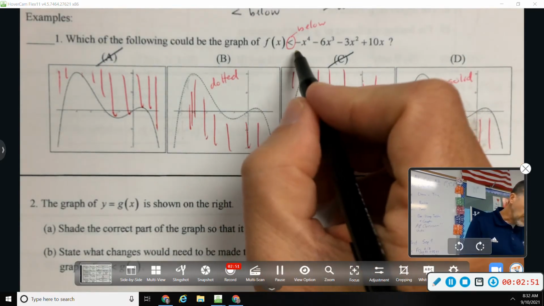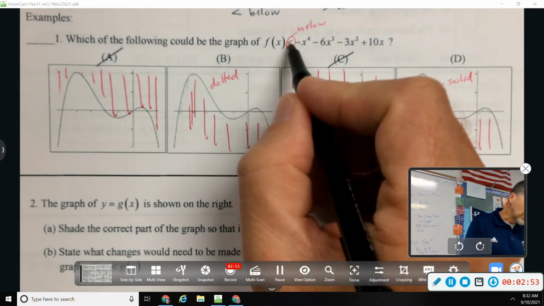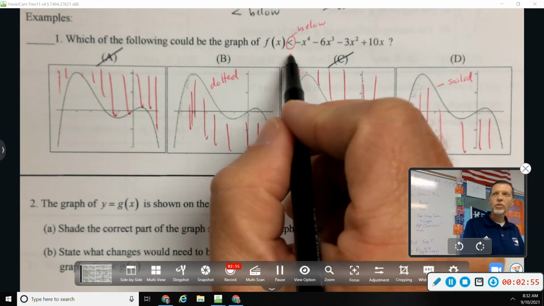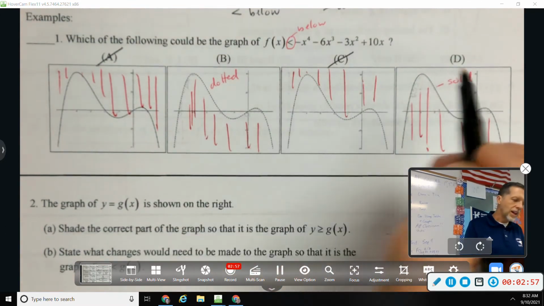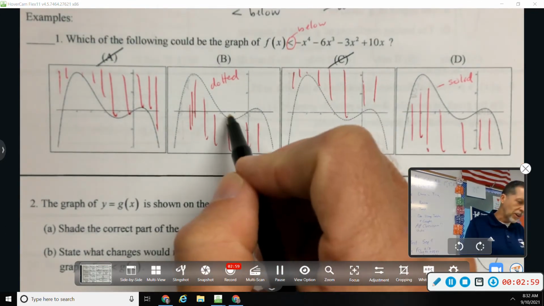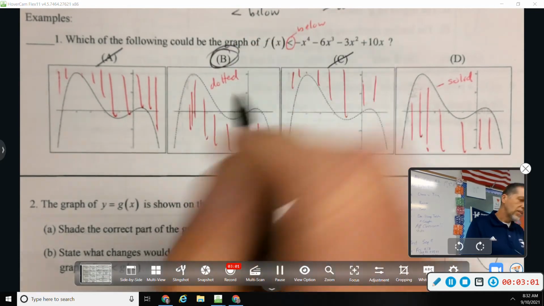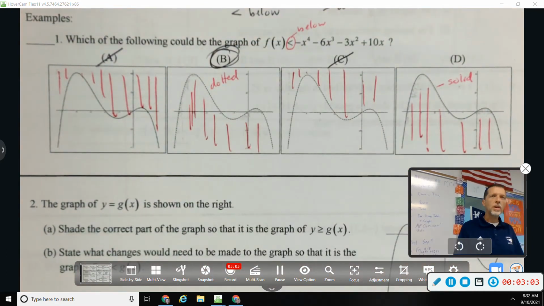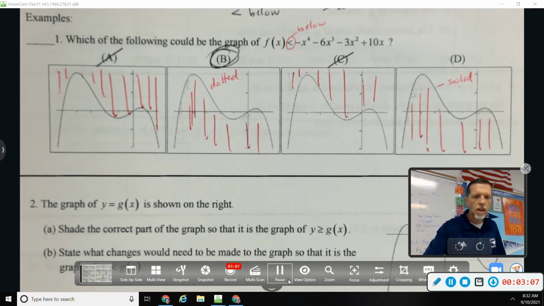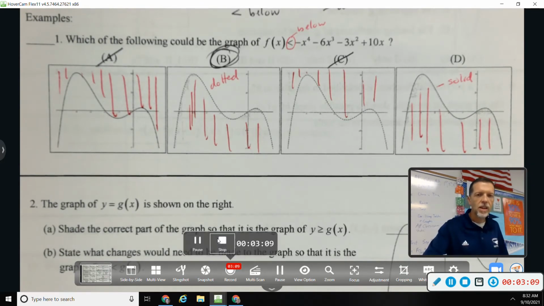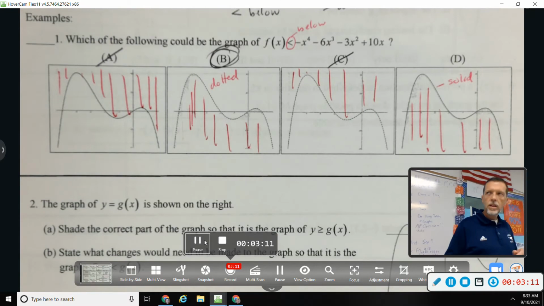So, because we don't have the equal sign, you remember this? The equal sign means include the line. The not equal sign means don't include the line. So our answer is B. Will didn't get it because he wasn't here.